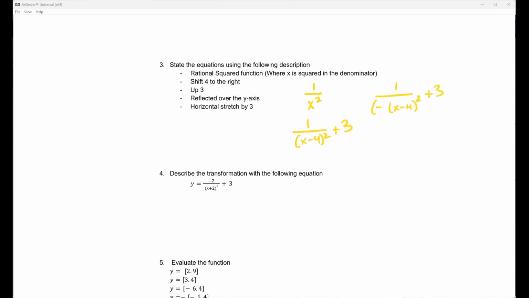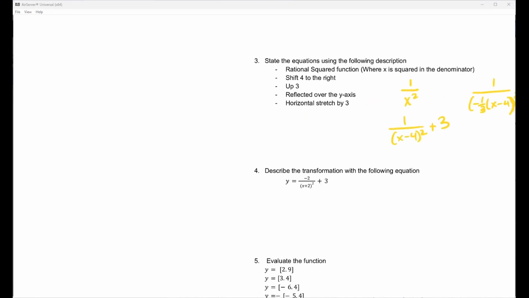Horizontal stretch by 3, you would put 1/3 inside the parentheses here. I'm hoping that you guys are making connections to that last transformations section that we did. What if I did the vertical stretch by 3? It would be 3 over x minus 4 squared plus 2, whatever. So the vertical stretch of 3 would be on top. You make it a fraction.